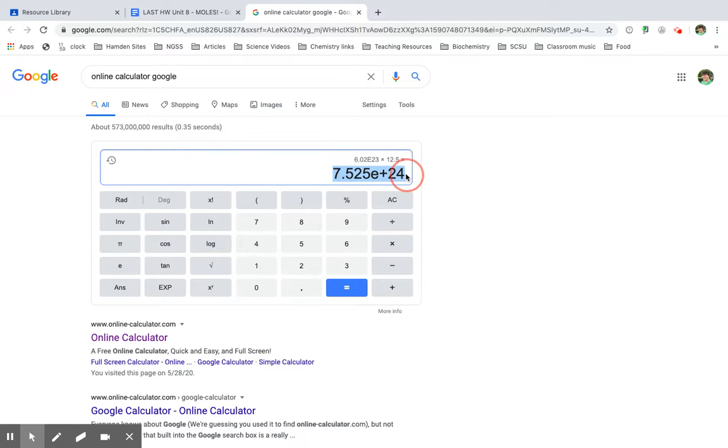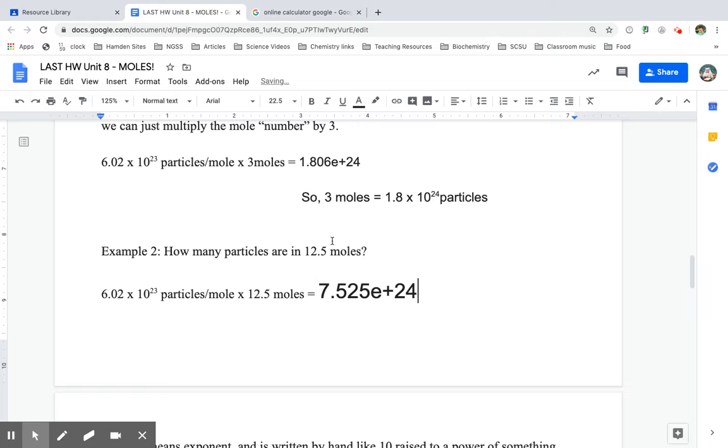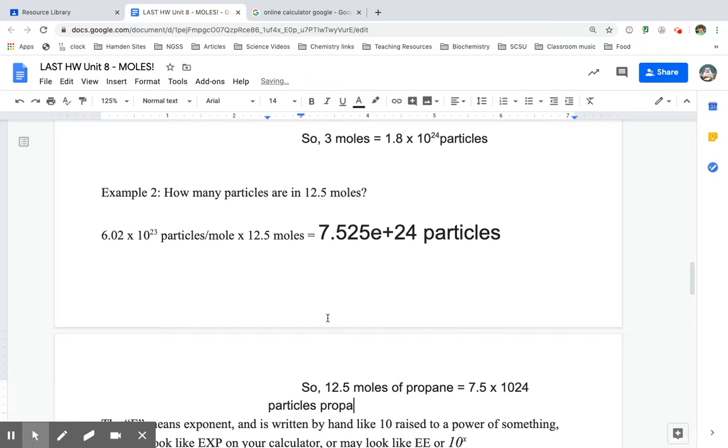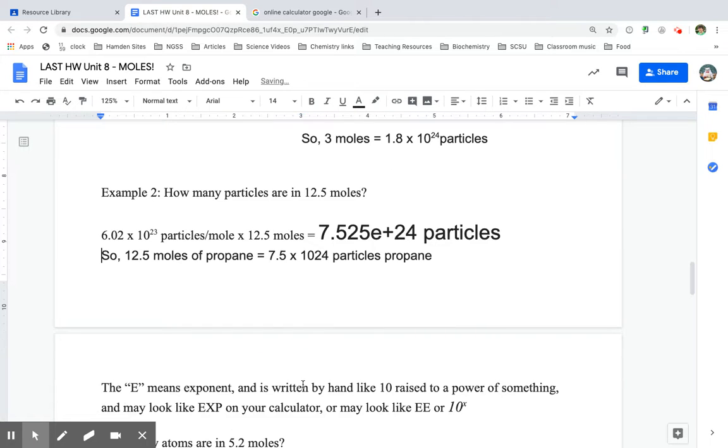Copy this, 7.5 times 10 to the 24th particles. So that means that 12.5 moles of propane equals 7.5 times 10 to the 24th particles of propane. All right, and that's my answer.